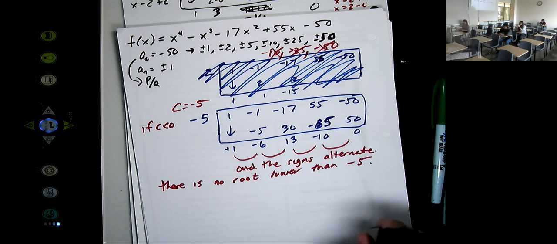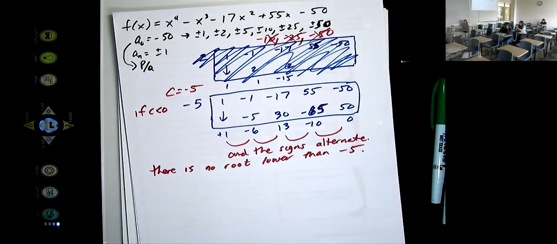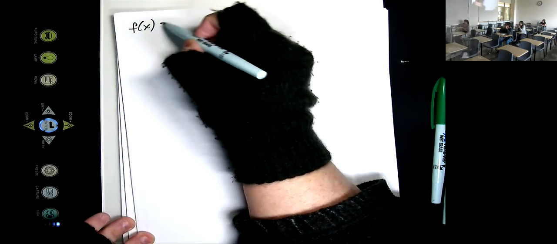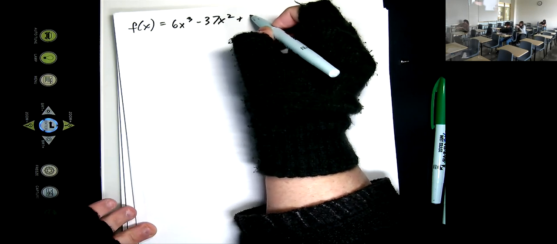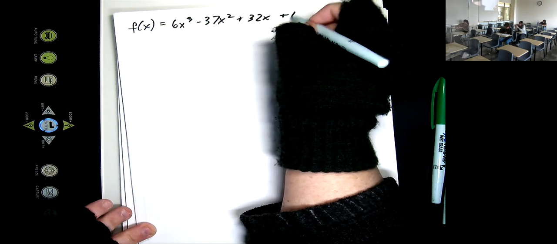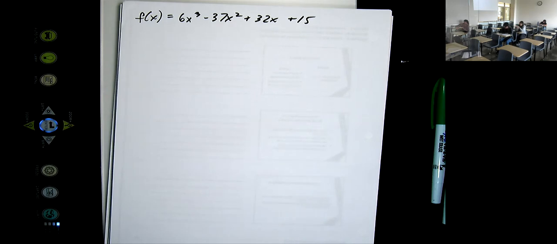Let's go back and take a look at a problem we had before, and look at the intermediate value theorem there and the bounded value theorem there. Let's take a look at f of x equals 6x cubed minus 37x squared plus 32x plus 15. This is the one where I gave you x equals 5 was the root. You don't usually have that information given to you though. So let's see what we could have done when we started with this.